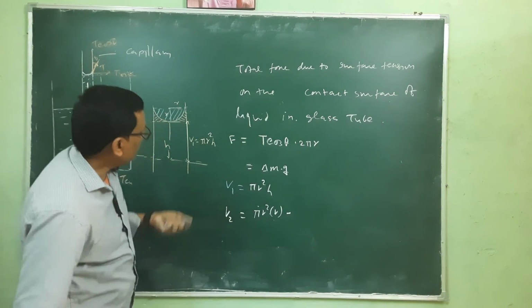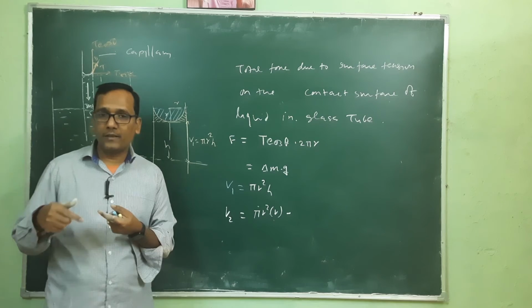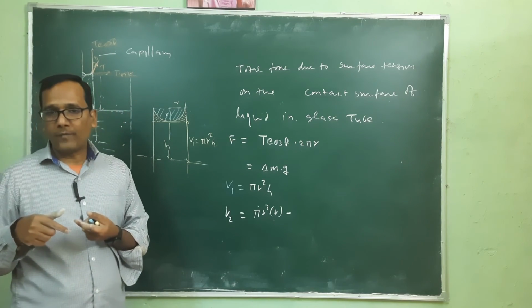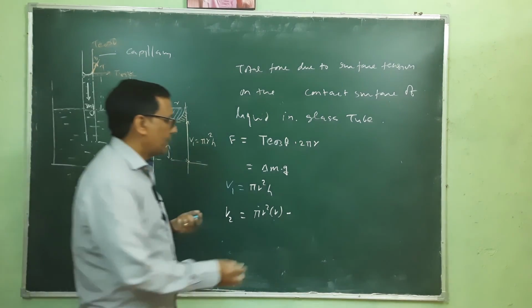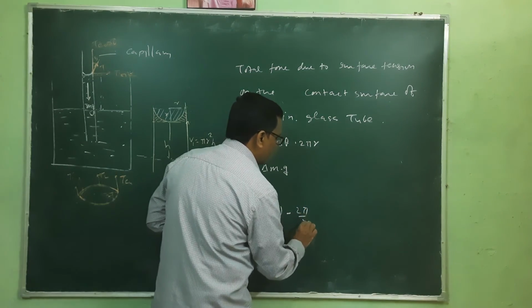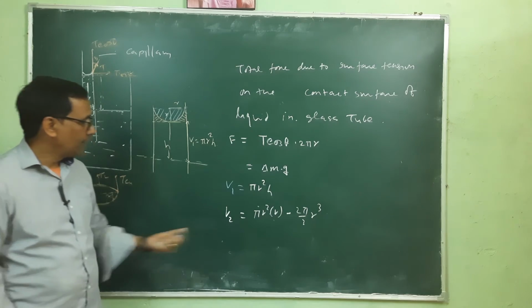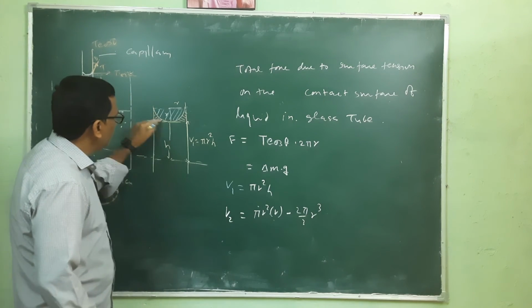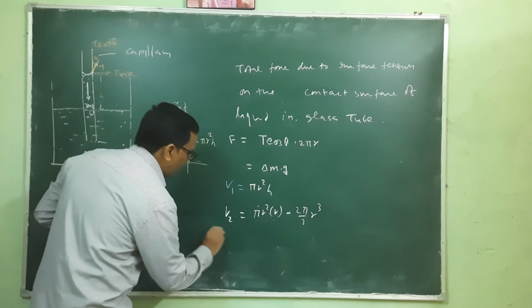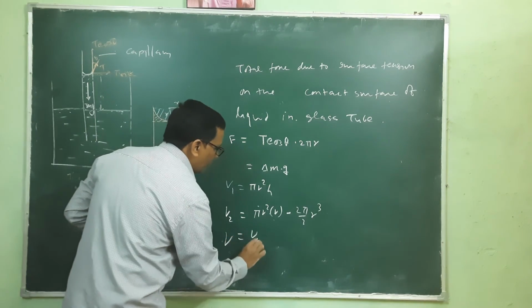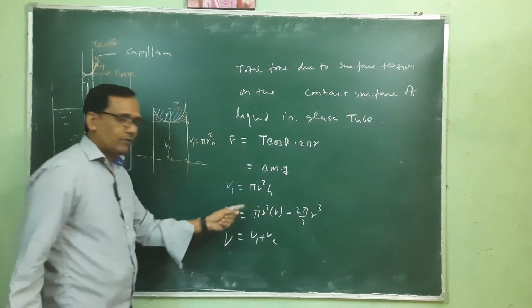So what will be the volume of that sphere? The volume of a sphere is 4 pi by 3 r cube, so the hemisphere is 2 pi by 3 r cube. So this is V2. The total volume will be V equal to V1 plus V2. Now you can solve this.